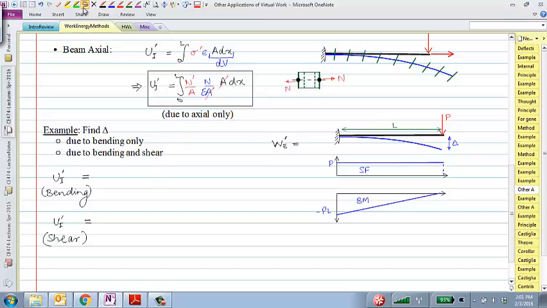In both cases, what would be the external work done? If I want to find delta here, first of all, of course, I will apply P prime here as well. And in both cases, I'll get the same exact shear force and bending moment diagram, except replacing P with P prime, right? So what would be the external virtual work done by this P prime going through real delta?